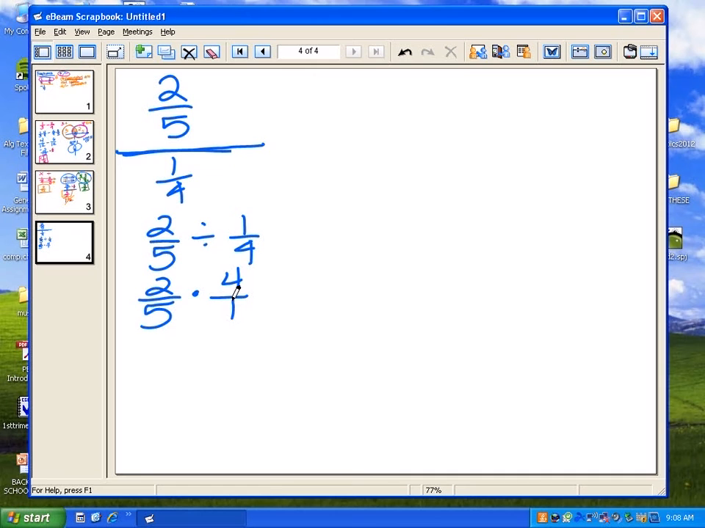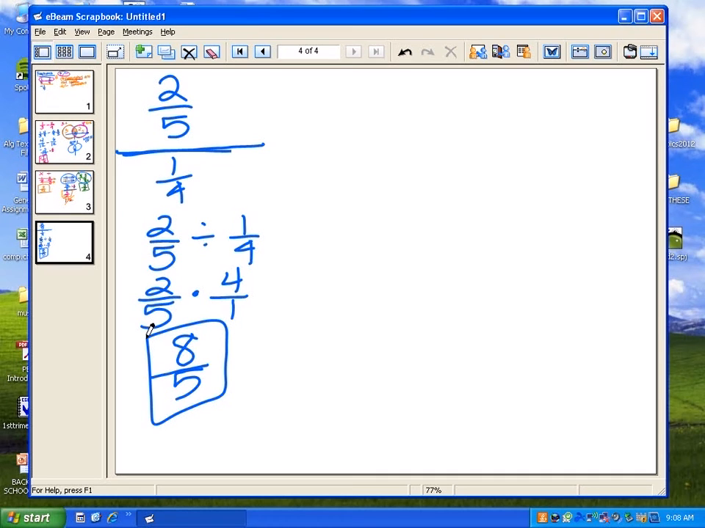Okay, do I have any primes that I can take out? Do I have any equivalent forms of 1? Yes? No? No. 2 times 4 is 8. 5 times 1 is 5. And this is simplified because I already checked for my equivalent forms of 1. Do I want this as a mixed number? No, I don't. And here's why. I'm going to show you.